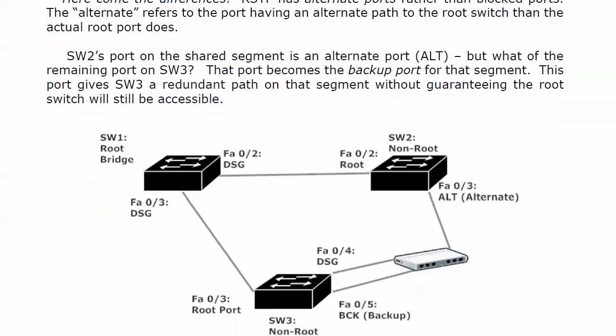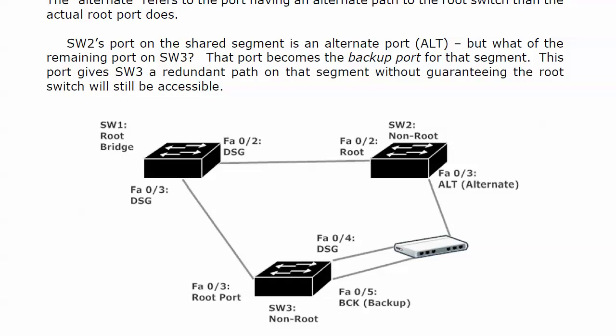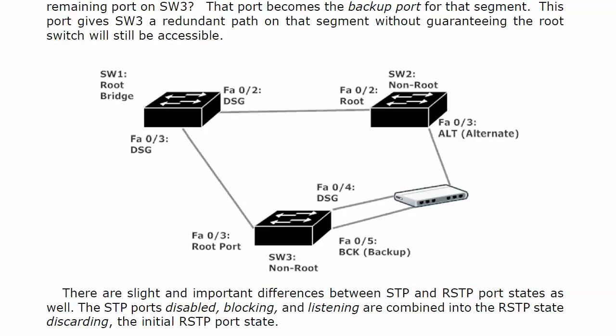Well, I wanted to illustrate to you what a backup port is. This port gives 3 a redundant path on that segment. It doesn't guarantee the root switch is still going to be accessible, but that's where the backup path comes in when there are 2 or more ports leading to a shared segment like this. One of them is going to be chosen as the designated port, and the others are going to be the backups. Now, there are slight and important differences between our port states as well.